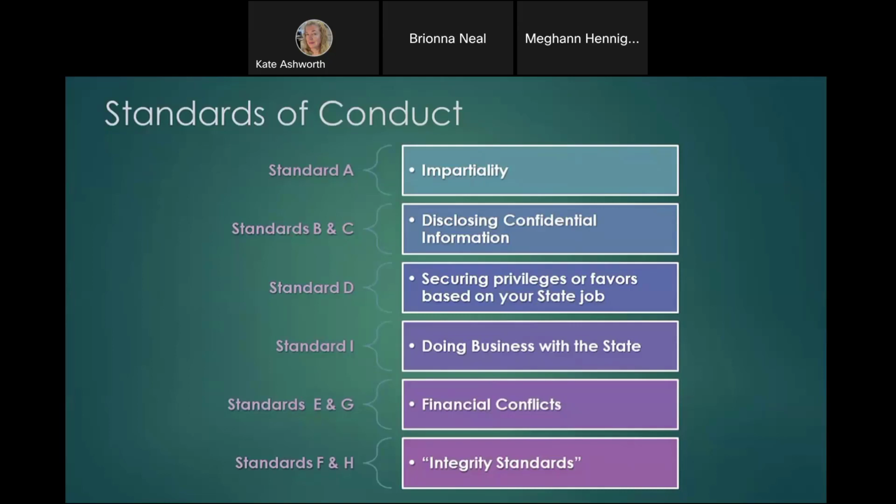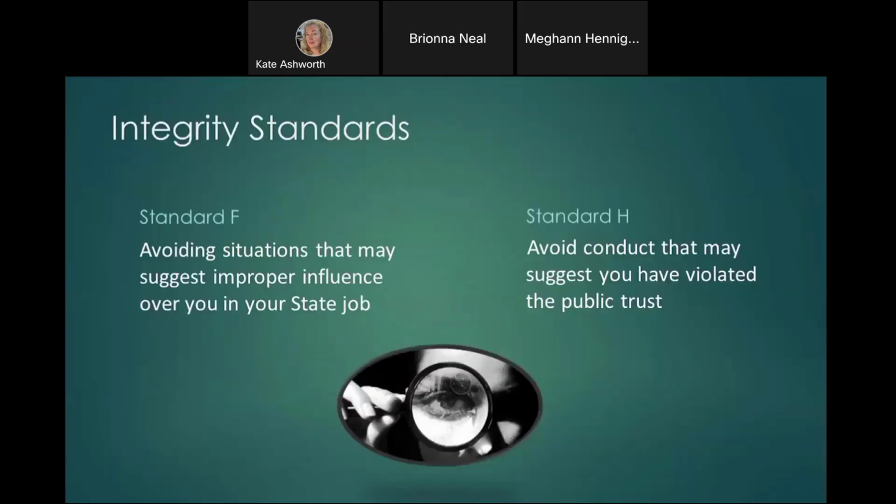All right, the last two standards are F and H, and these are also known as our integrity standards or our public optics test. Now, if we can go to the next slide, we're going to talk about these briefly. As public servants, state employees, we're held to a higher standard of integrity and conduct. Standard F is talking about avoiding situations that may suggest improper influence over you in your state job. So don't act like you can be influenced. If it looks like you could be improperly influenced, that is enough to violate this standard.